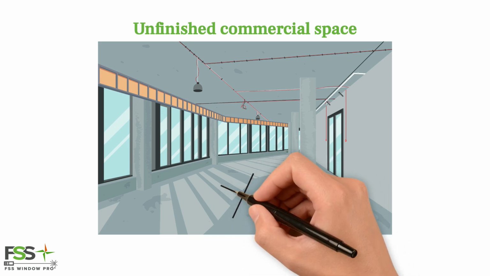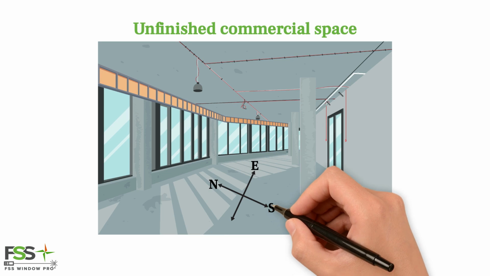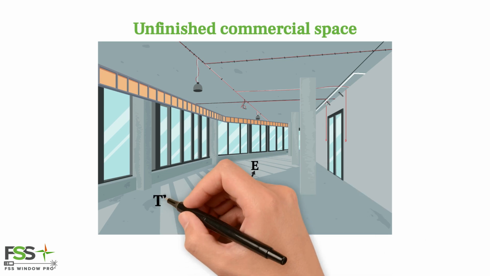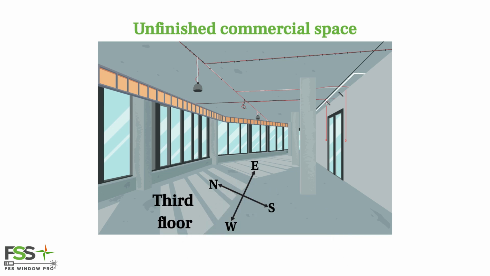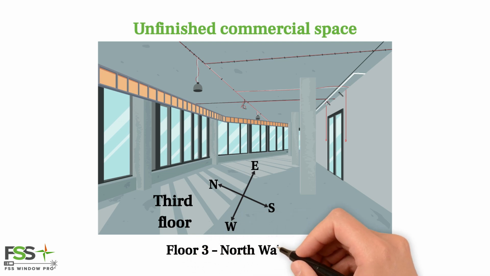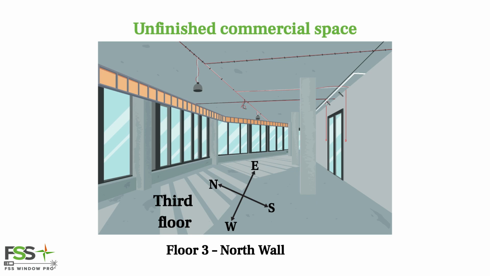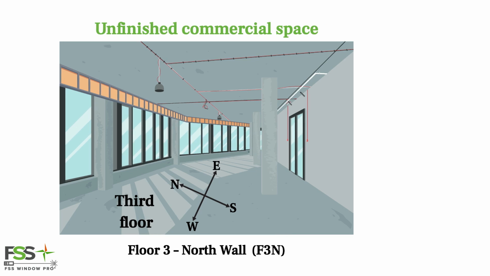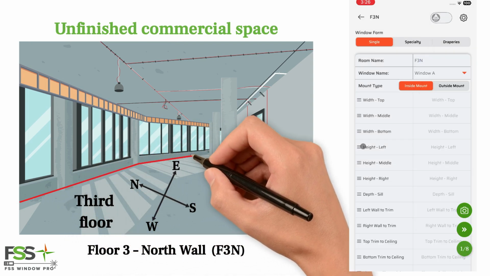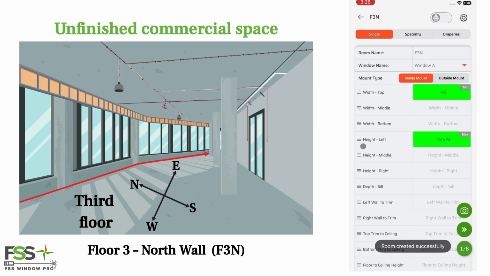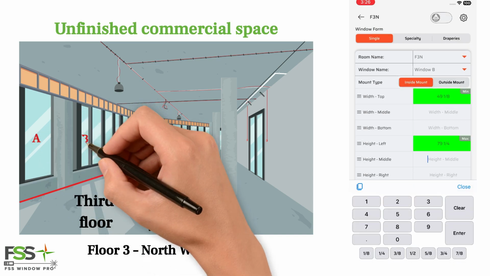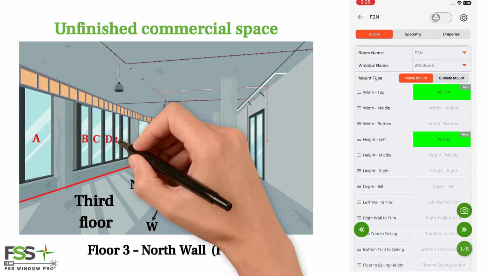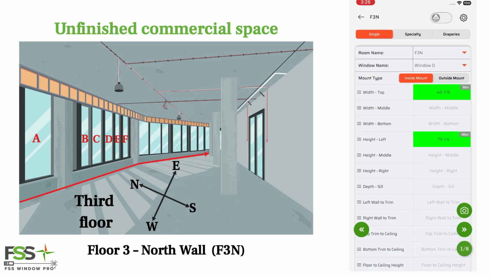When you run into a situation like this, the easiest way to organize things is to start with the building orientation. For example, maybe we're on the 3rd floor, and this wall happens to be the north side of the building. So we might name this area something like Floor 3 North Wall. Many people use shorthand for this. For example, you might write something like F3N for Floor 3 North Wall. Now, once you've defined that orientation, you simply start measuring the windows left to right, just like we always do. So this becomes Window A, Window B, Window C, Window D, and so on as you move down the wall.